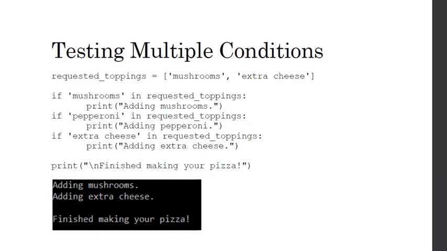I can test multiple conditions by doing a series of single if statements. So in this case, we're working with a list called requested toppings. It's got 2 values in it. Okay, if mushrooms is in requested toppings, we do a print statement. If pepperoni in requested toppings, nope, that's false, so this print statement is not executed. And if extra cheese in requested toppings, we say adding extra cheese. And at the end, a single lone print statement outside of these if structures. Okay, finished making your pizza.